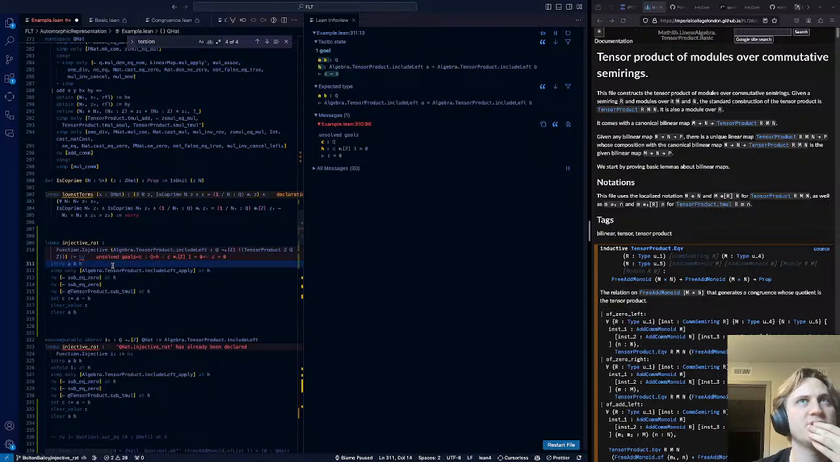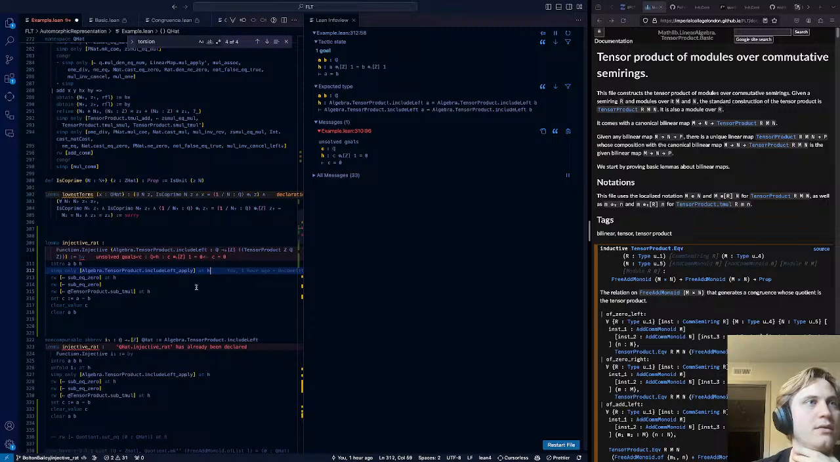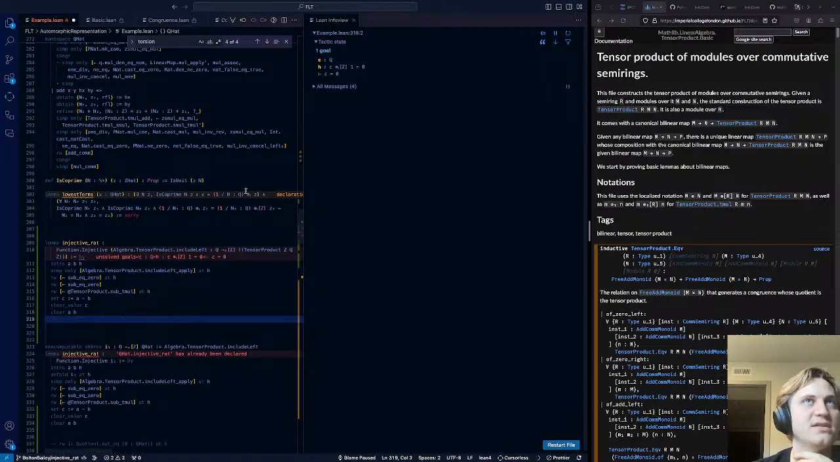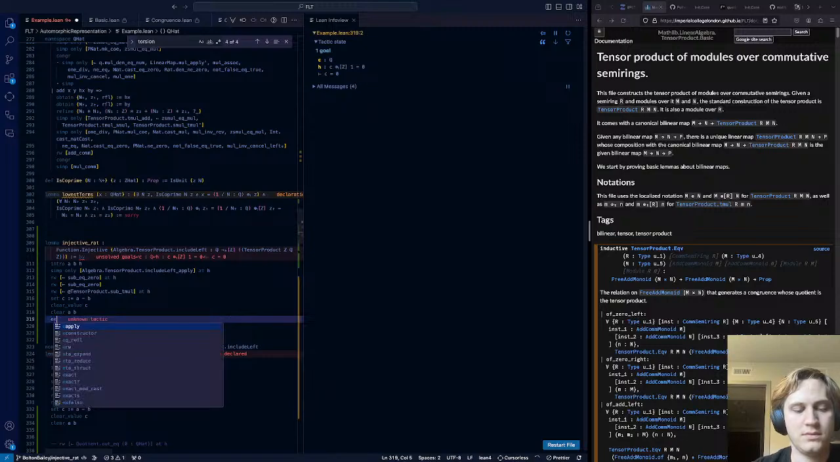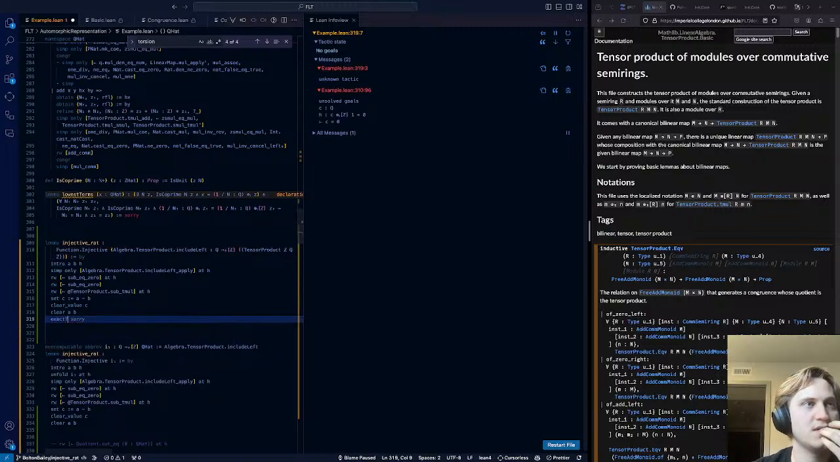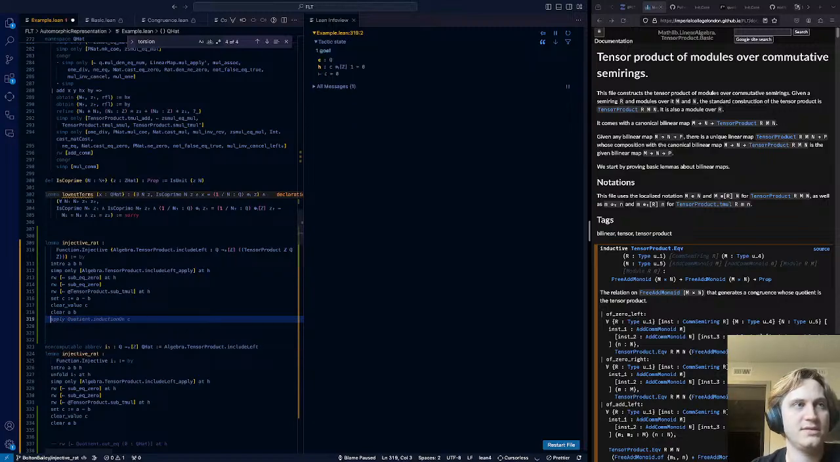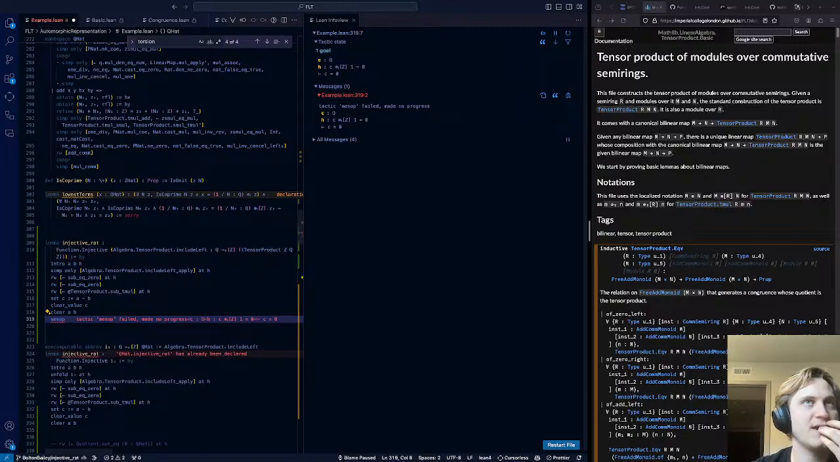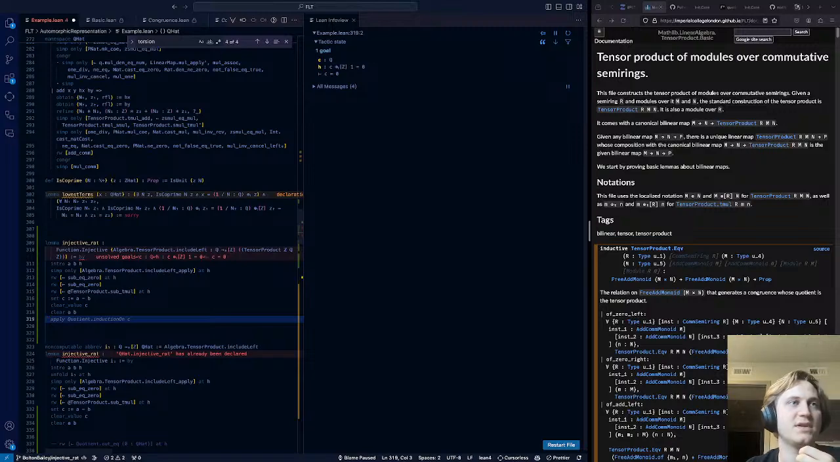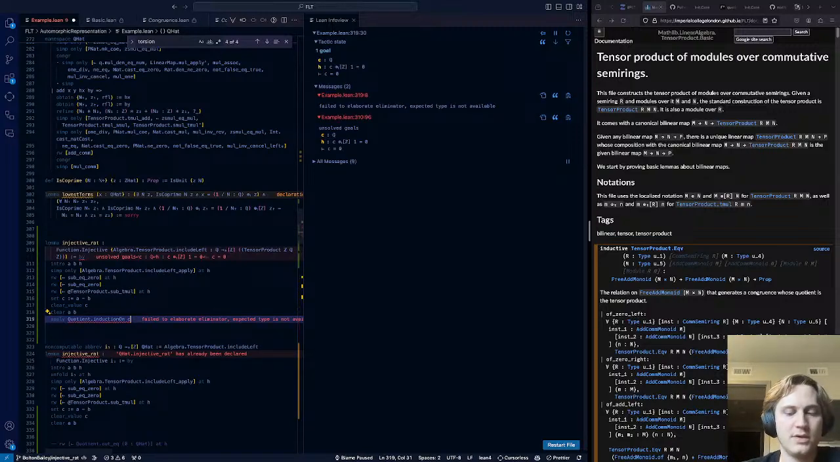Unsolved goals. Include left, apply. I can keep going like this. And now 1 is a simple element of Z, C of type Q, and this. Does any simp work here? No, it's not enough. Apply quotient induction on C. Fail to elaborate.